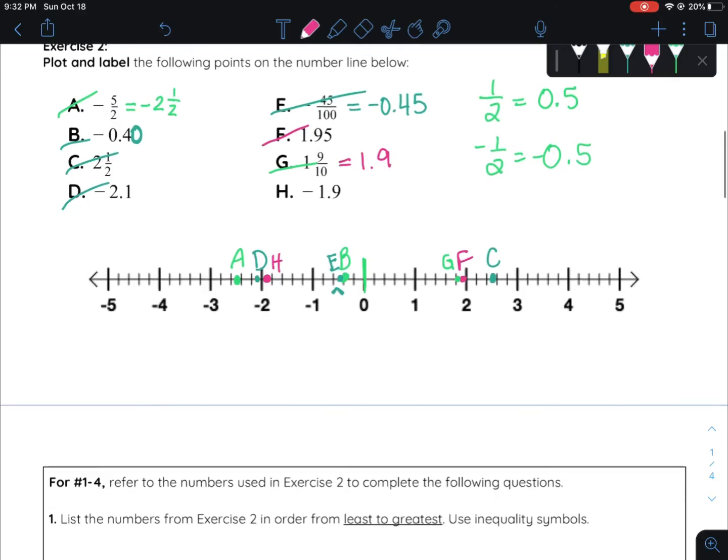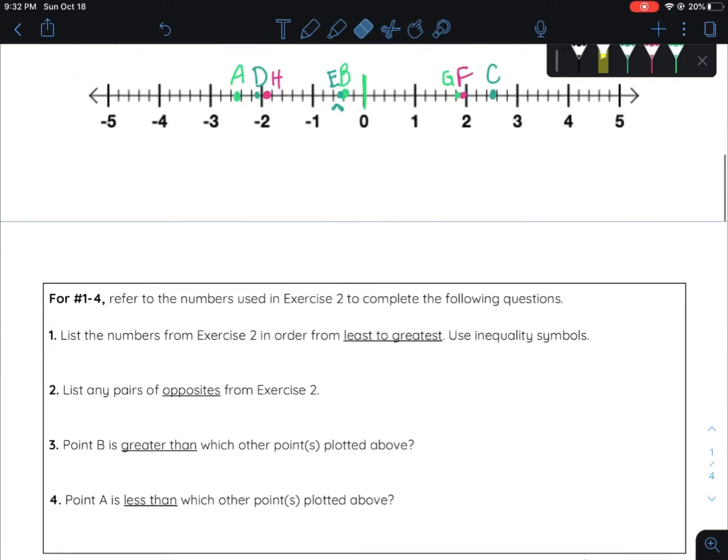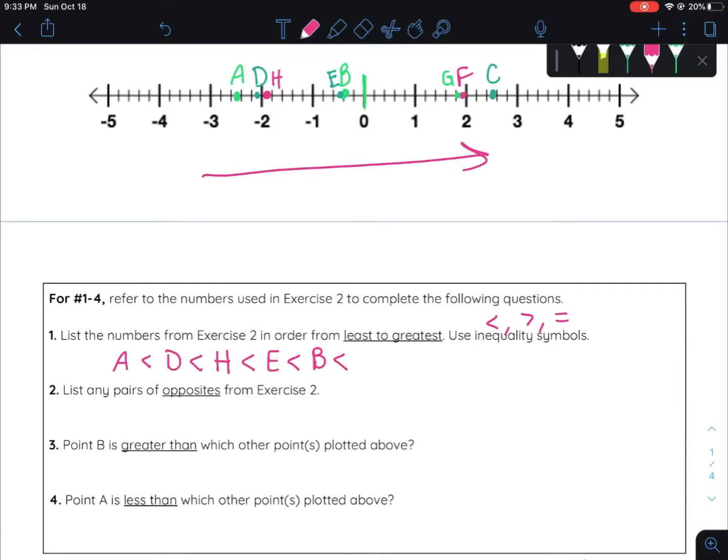Okay? Now we're going to actually take a look at some questions down below to look at how some of these numbers compare. So it says to list the numbers from exercise 2 in order from least to greatest, and we're going to use our inequality symbols. So least to greatest literally means left to right. So from left to right, it's going to be point A is less than point D, which is less than point H. We just go in order. Less than point E, less than point B. I'm just going in order. G, which is less than F, which is less than C. So the biggest one is point C. The smallest one is point A. We can see that from our list and from our number line.